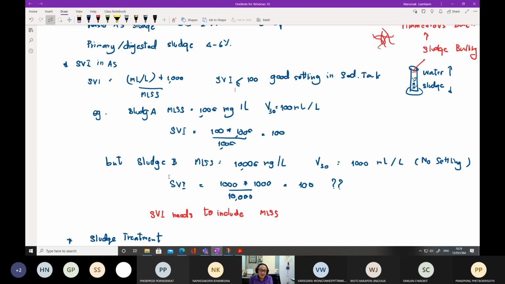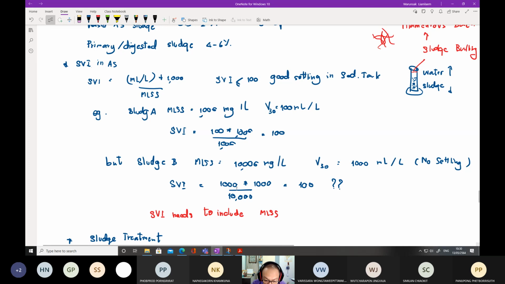And if we put this sludge in the cylinder after waiting for 30 minutes, then we measure again the V30. But if we find the sludge is not settled, according to the sludge volume index measurement, we can say that the V30 value is equal to 1,000 milliliter per liter. So in this case, you can also determine the sludge volume index. The sludge volume index is equal to V30.